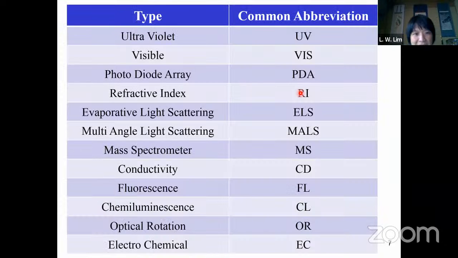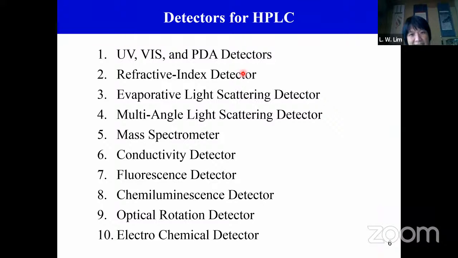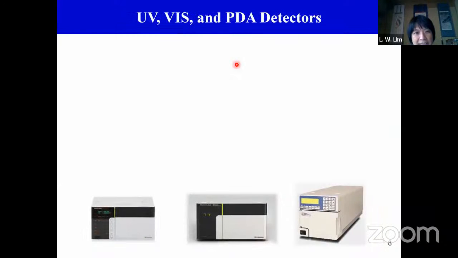Like the first type here, I told you, the UV-Vis PDA detectors. So today I will talk about this type of detectors. If you Google on the internet, you can see different companies. They have different dimensions of the detectors. If you look at their products, they all have the same color for the same company. For this one, the black and gray color is the standard color for Shimadzu.